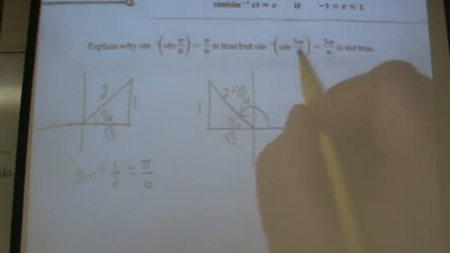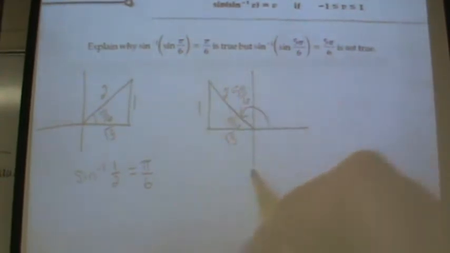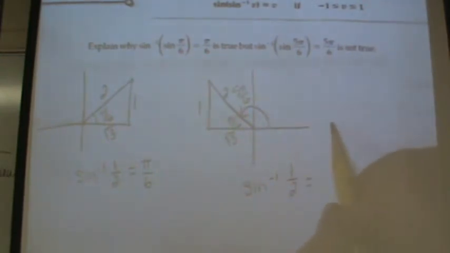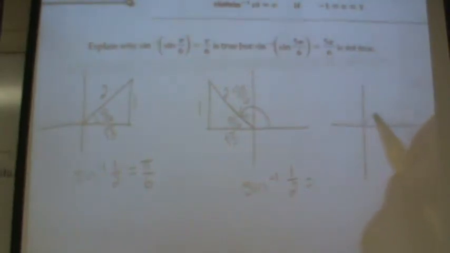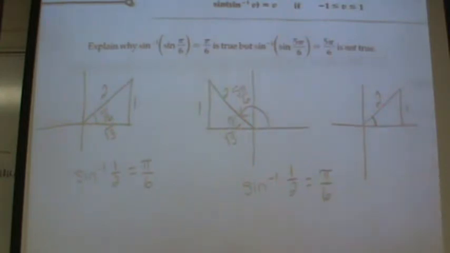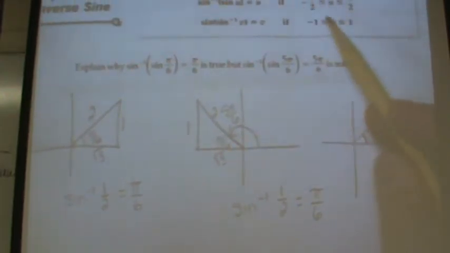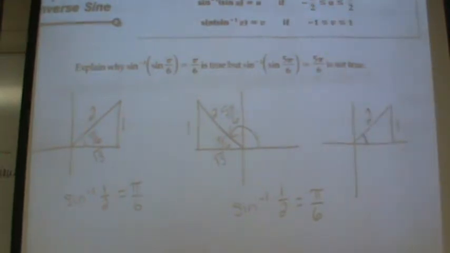So when we find sine of 5 pi over 6, we have opposite over hypotenuse, which is again 1/2. So then we're looking for the inverse sine of 1/2. When we draw that out, we have opposite over hypotenuse, and this time we're looking at this angle. That gives us back our pi over 6 angle. So we don't get that 5 pi over 6, and that's because it's not in our range of values that we could have for angles.